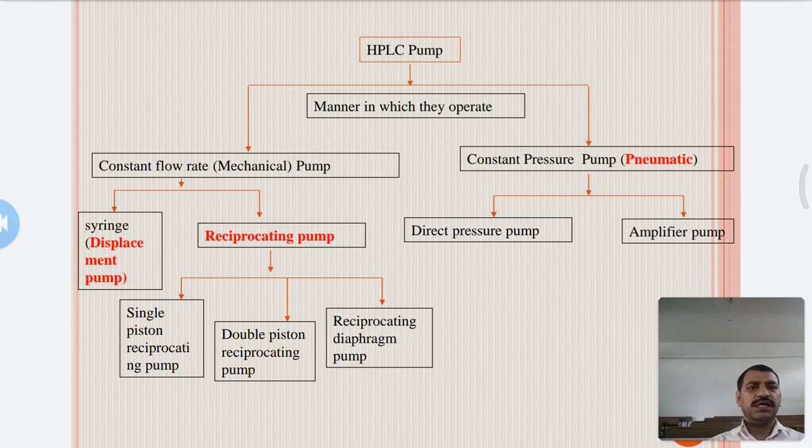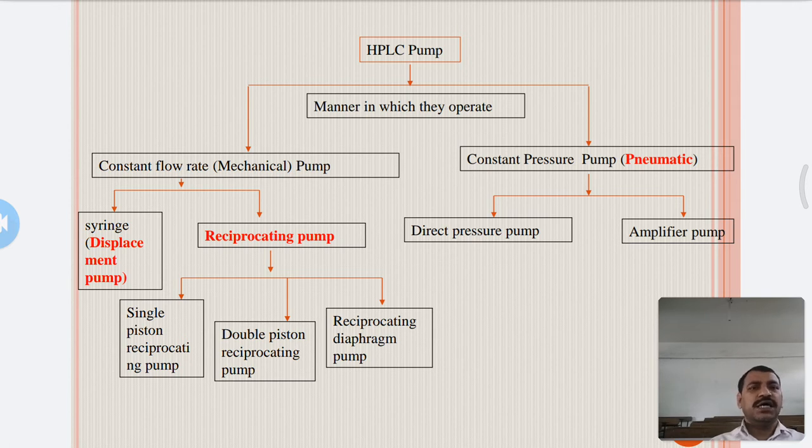Today we are discussing paper CHA 392. Last lecture we discussed HPLC instrumentation and its different components, such as the reservoir, gas pump, different types of pump, mixing chamber, and types of separation in HPLC. Different topics we discussed in the last lecture.